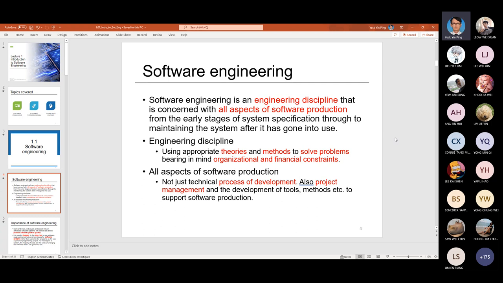It's quite complicated, so I try to summarize here. Software engineering is where you need to apply the engineering discipline. Here we refer to the theory and methods to manage or develop the project, from the early stage of the system specifications, which refers to your system planning and system analysis, towards the end, which is your system maintenance. So I repeat again, software engineering is you need to apply theory and methods to solve the problem throughout the entire software production, from the early stage of system planning and analysis towards the end of your software maintenance. This is called software engineering.